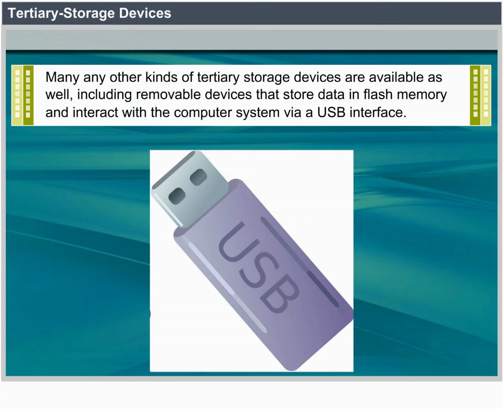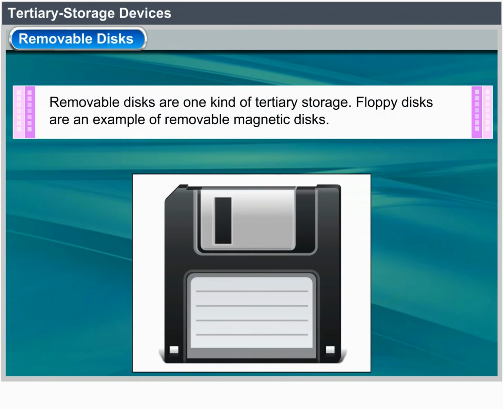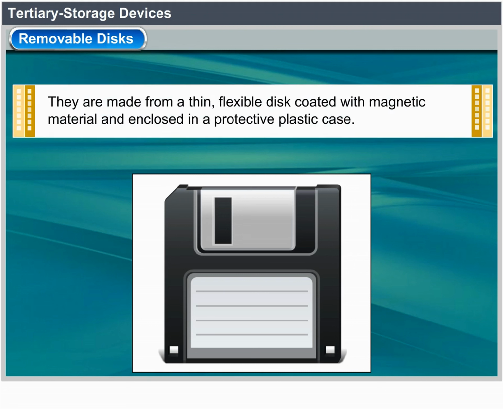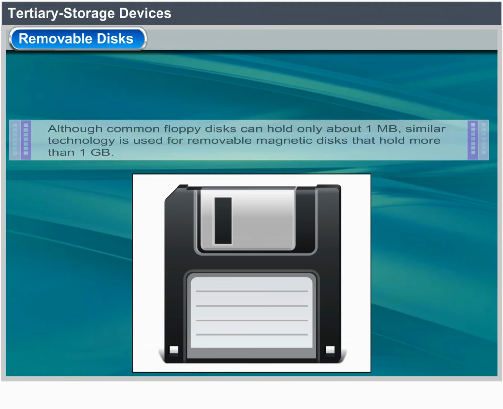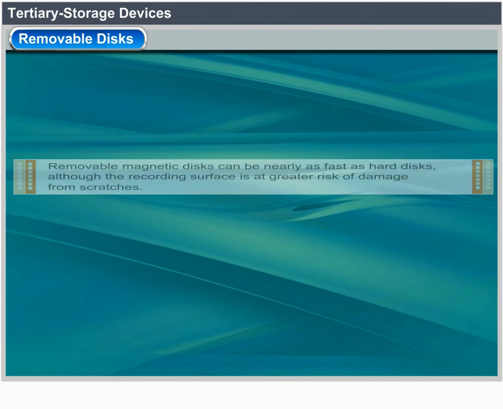Removable disks. Removable disks are one kind of tertiary storage. Floppy disks are an example of removable magnetic disks. They are made from a thin, flexible disc coated with magnetic material and enclosed in a protective plastic case. Although common floppy disks can hold only about 1 MB, similar technology is used for removable magnetic disks that hold more than 1 GB. Removable magnetic disks can be nearly as fast as hard disks, although the recording surface is at greater risk of damage from scratches.